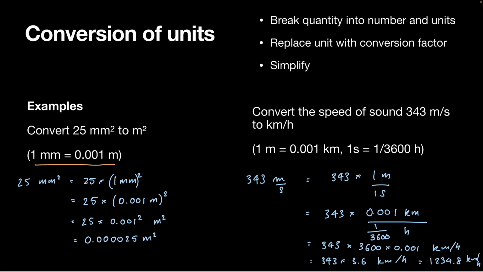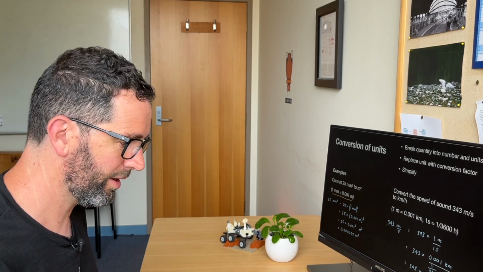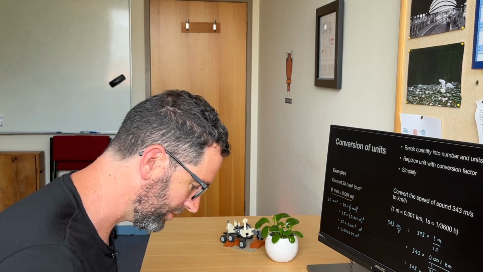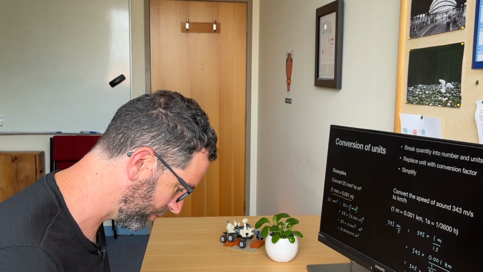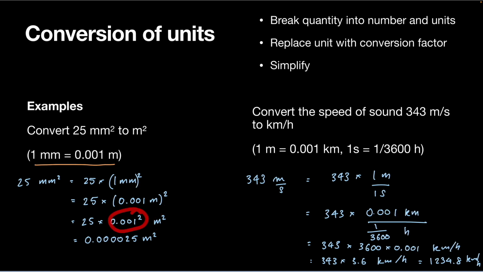So you may have said that the speed of sound is about 1,000 kilometers per hour. Actually, it's a bit higher than that. So we can do most unit conversions that we come up against just by following this kind of procedure. The key points were that when you have a square of a unit, you have to square the conversion factor as well as the unit. Otherwise it's going to go wrong.